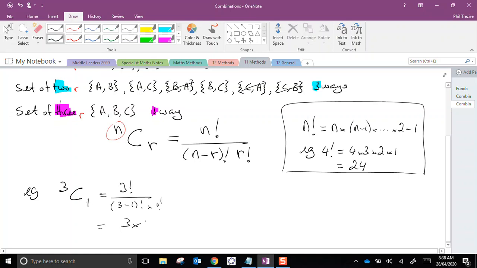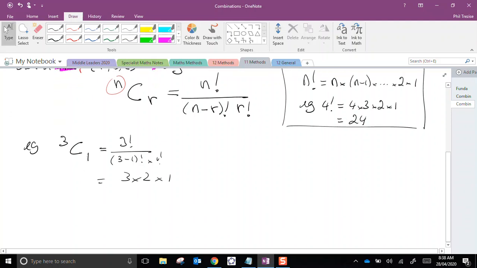So the 3 times the 2 times the 1, that's the top. Now 3 minus 1 is 2 factorial, and 2 factorial is 2 times 1. And 1 factorial, that's a bit of a messy looking number 1 there. I better make that a bit neater. It's terrible when I can't read my own handwriting. Now a 1 factorial, well, that's just 1. Start at 1, keep multiplying until you get to 1. There it is. Now look what's going to happen. This 2 and this 1 could cancel this 2 and this 1. And I end up with 3 divided by 1, or 3.